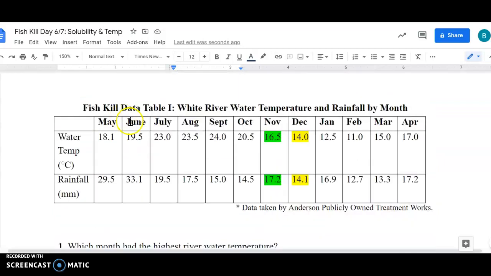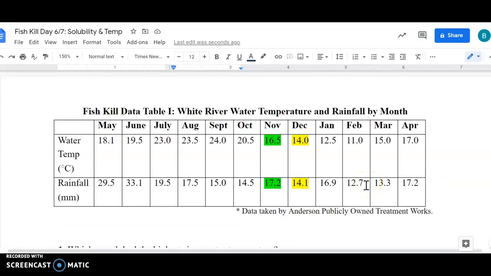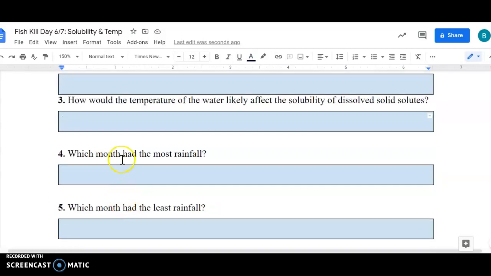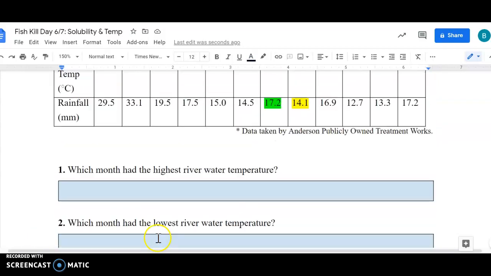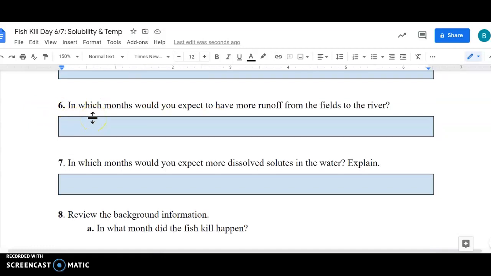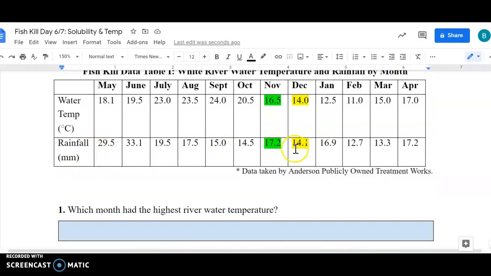So if your temperature is colder, are there more or less dissolved solids? If it's warmer, more or less. So complete sentences in all of your boxes. Which month had the most rainfall, least rainfall? You'll list the month for those two. In which month would you expect to have more runoff? So runoff is from increased water. So which month would you expect to have more runoff from the fields into the river? So look at your rainfall and list 2 months for that one for 6. This month and this month, I would expect more runoff because of the amount of rainfall. Looking at your data up here.